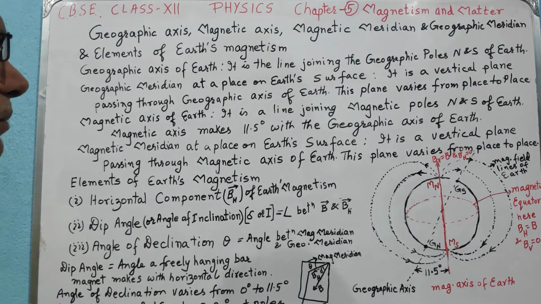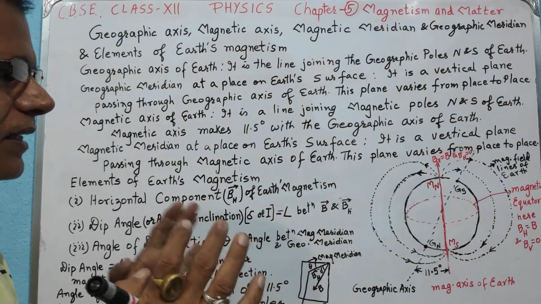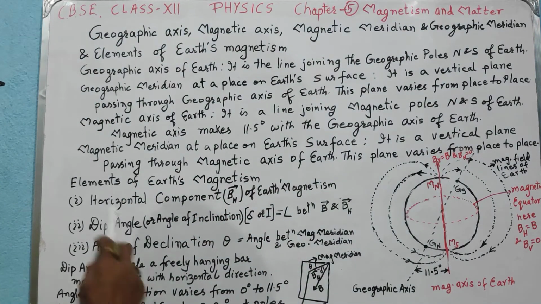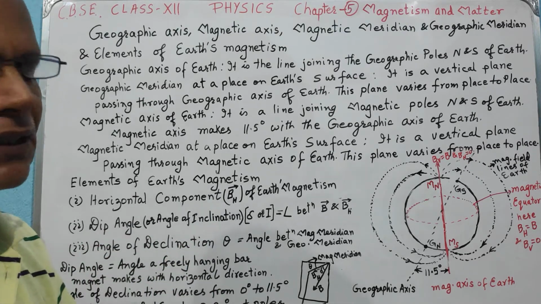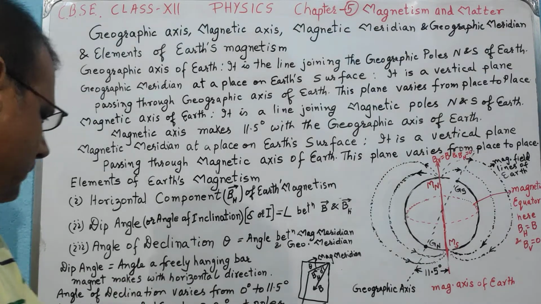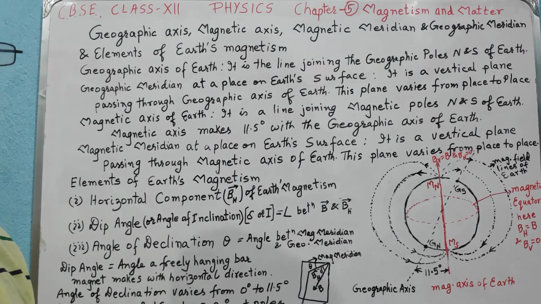Now we talk about the elements of earth magnetism. We have to know these three things to understand the magnetic field of earth at any given place. So these elements are the horizontal component of earth's magnetism, the dip angle and the angle of declination. What is the horizontal component of the magnetic field?